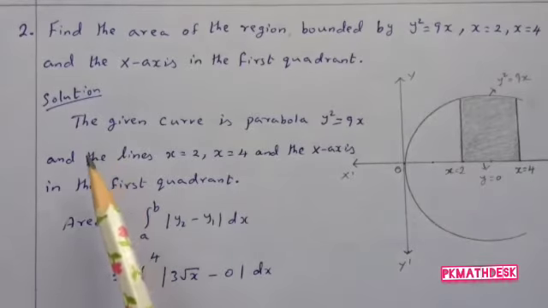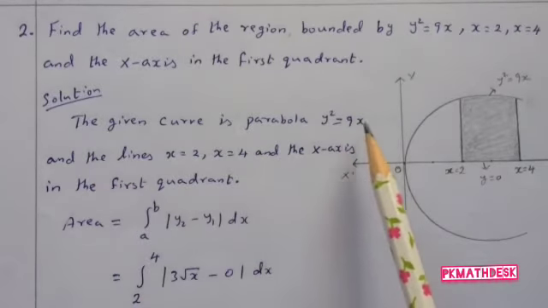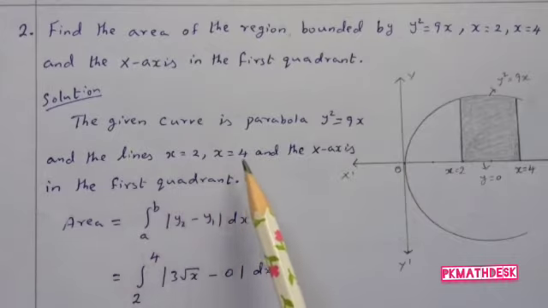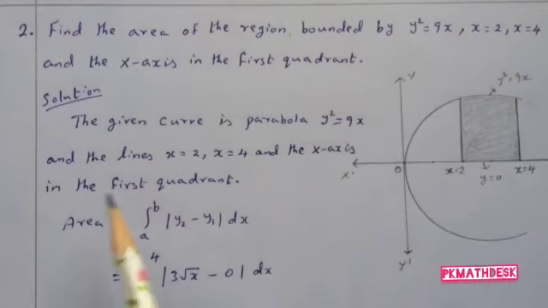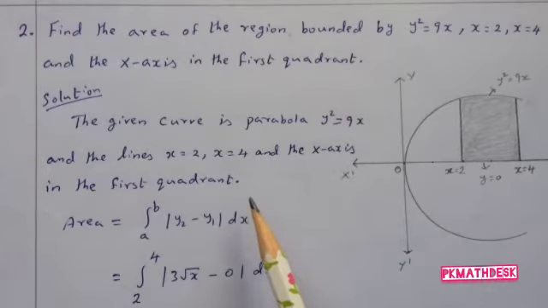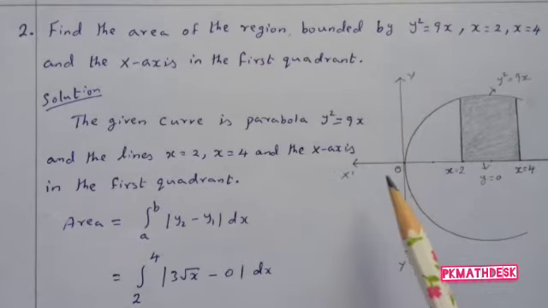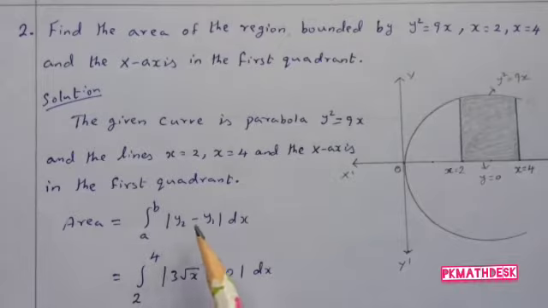Okay. Solution. The given curve is a parabola y square equal to 9x and the lines x equal to 2 and x equal to 4 and the x-axis in the first quadrant. The given diagram is symmetrical about the x-axis and passes through the origin. So area equals integration from a to b of modulus of y2 minus y1 into dx. That is equal to integration from 2 to 4 of modulus of 3 into root x minus 0 into dx.